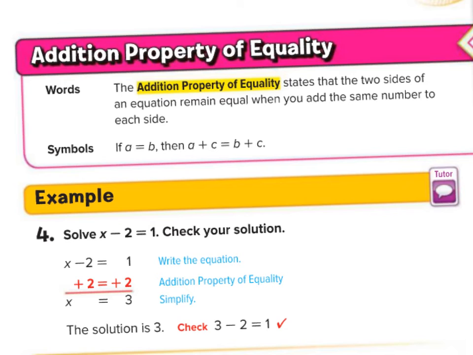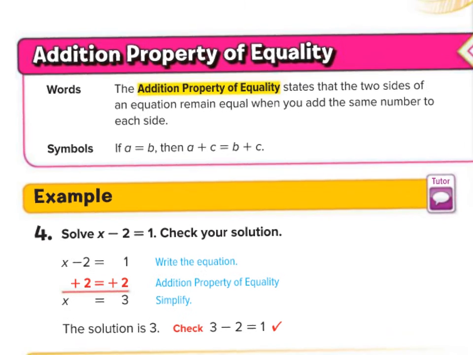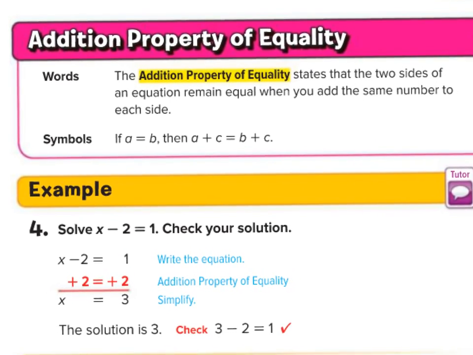So now we're going to look at the second key point for this lesson. We already looked at the subtraction property of equality, where we take away a number. Now we're going to look at the addition property of equality, where we add a number. The addition property of equality states that the two sides of the equation remain equal when you add the same number to each side. So if A is B, then if we add C to A, we must add C to B to keep it true. So let's see.